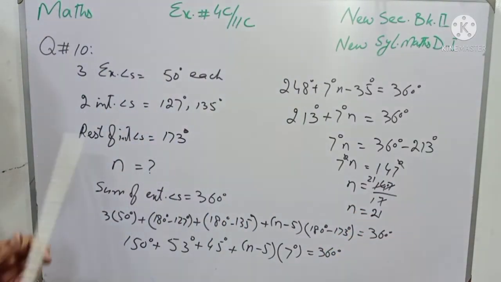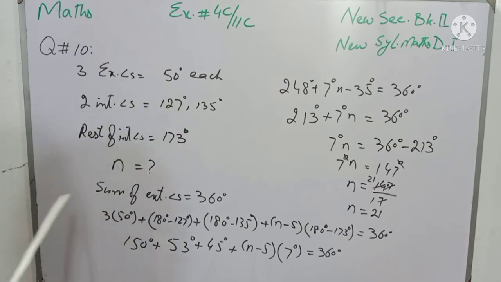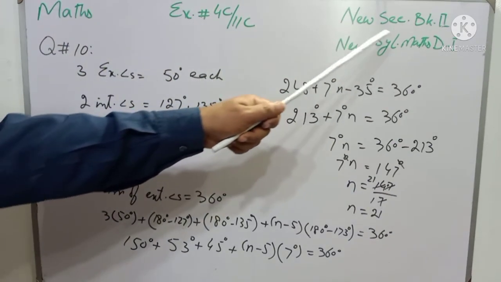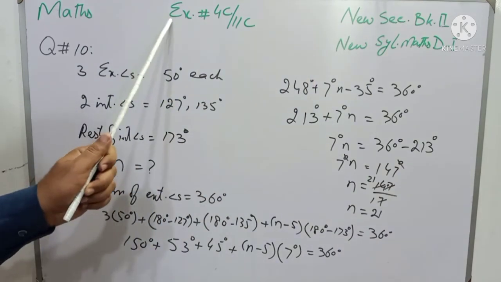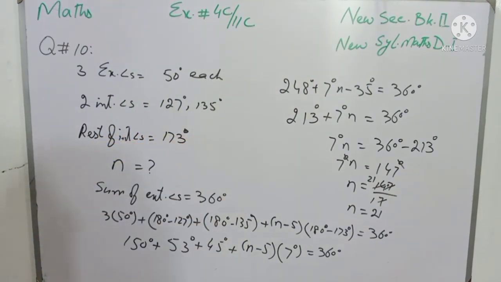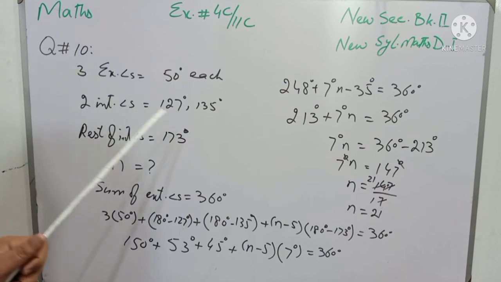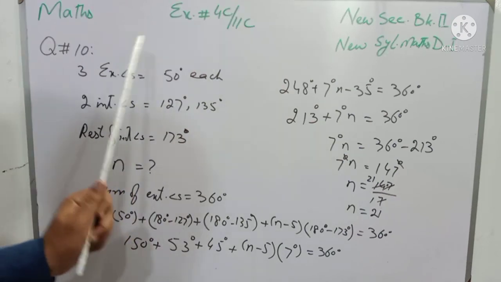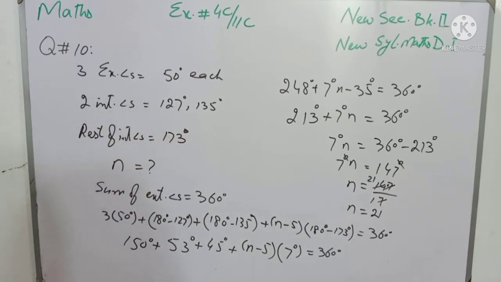So students, the number of sides of this polygon is 21. This was question number 10 of exercise 4C for Class 7 students, and exercise 11C for New Syllabus Mathematics D1 for A level, O level students. After solving this question, we find that the number of sides in this polygon is 21.